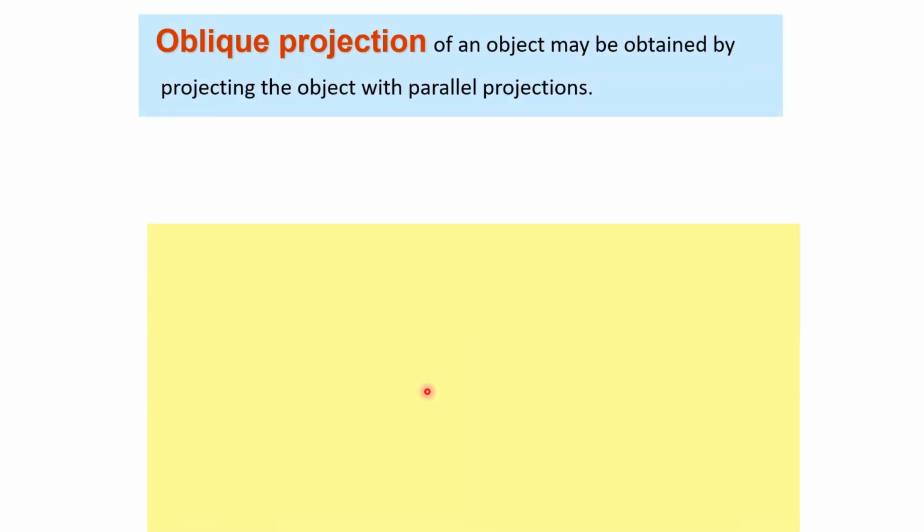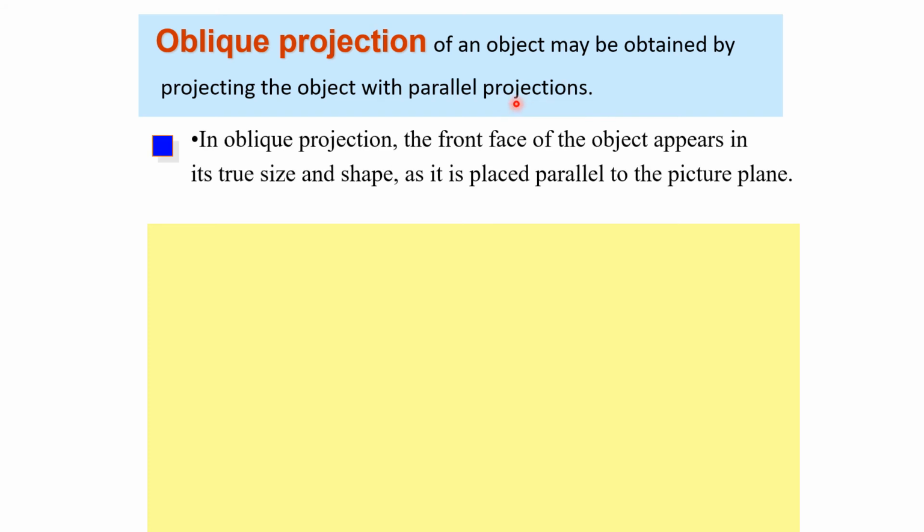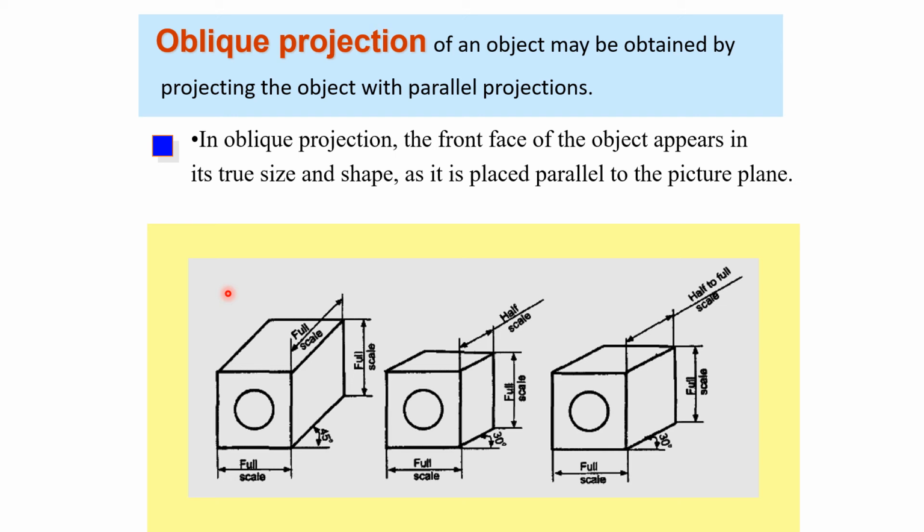Now what is oblique projection? Oblique projection of an object may be obtained by projecting the object with parallel projection. Means its front face is parallel. So first of all, here that is the front side of this object, and the other dimension is extended outward.